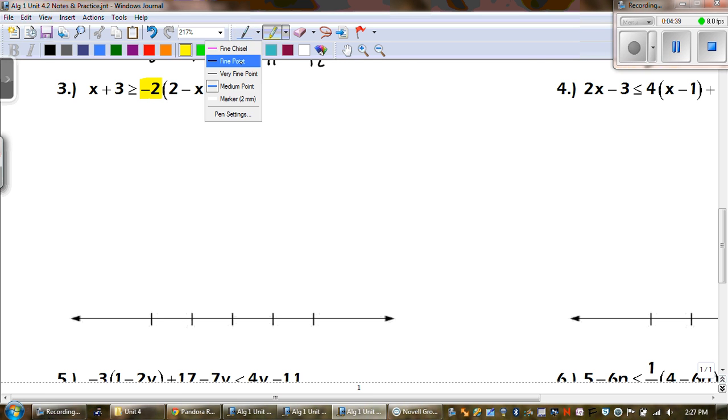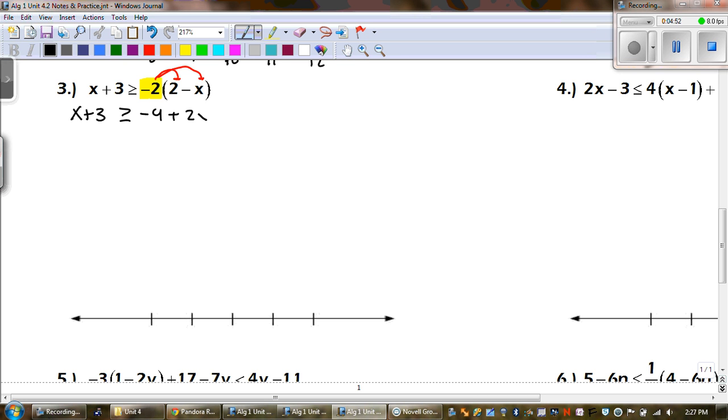All right. Number 3, we need to distribute. The left side stays the same, so we have x plus 3 is greater than or equal to negative 4 plus 2x. Okay, we have variables on both sides. We want to move the smaller variable, and we get 3 is greater than or equal to negative 4 plus x.